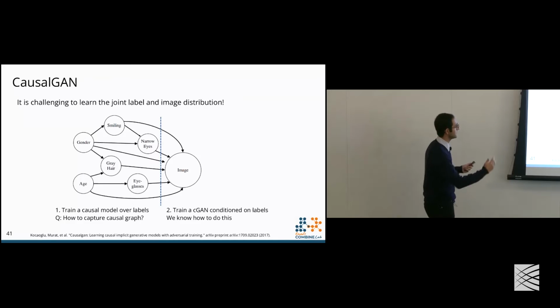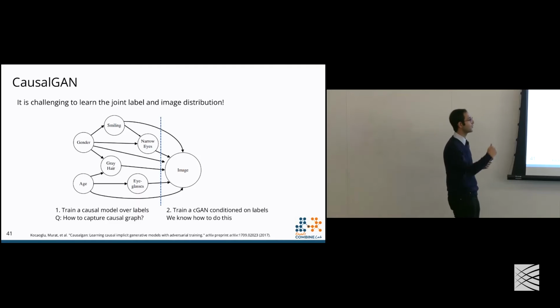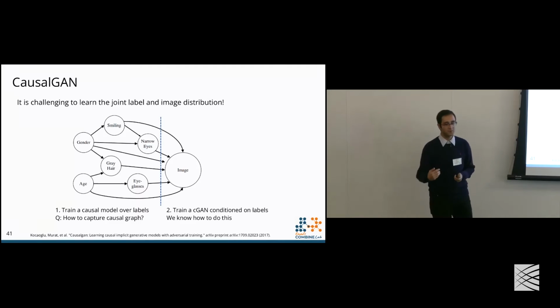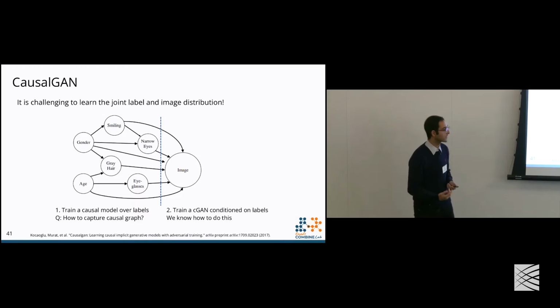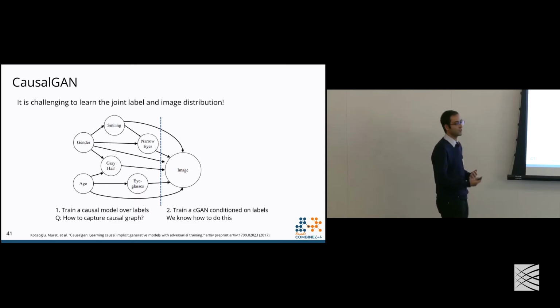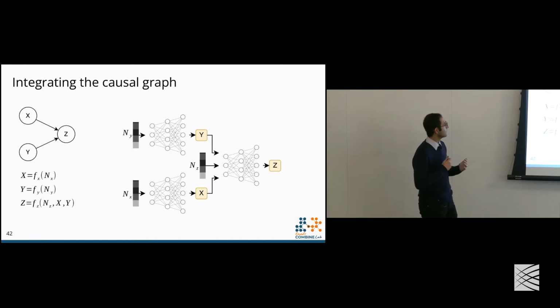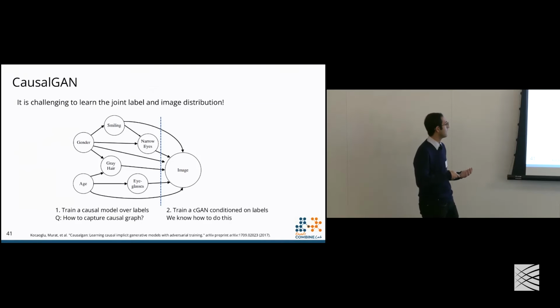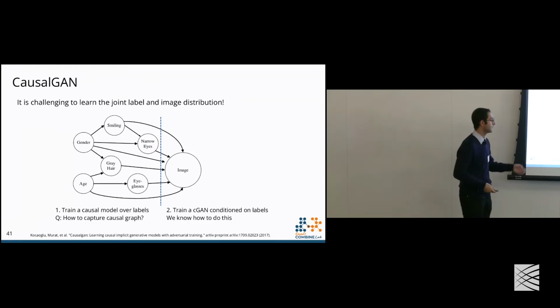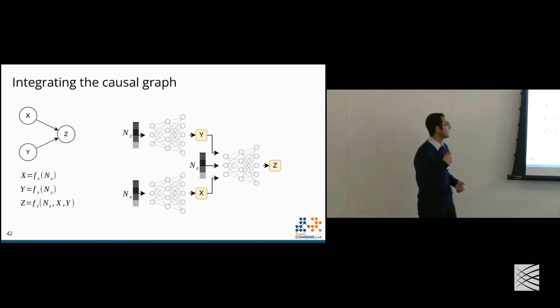The first task is everything, all the labels before the image. So they first asked, okay, how can we capture these causal effects in a generative model and then train a generative model over those labels? Once we have those labels generated by this causal model, we can then condition the generator of the image, which is the sink node of this graph, based on those labels. Now, how can we create this first part, and integrate the causal graph? It is way simpler than you might think.